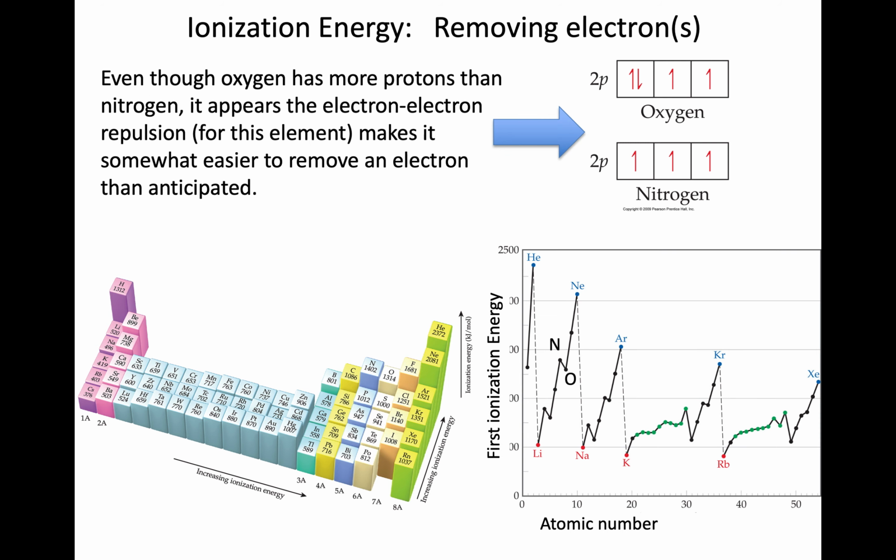I would explain it this way. Even though oxygen has more protons than nitrogen, it appears that the electron-electron repulsions for oxygen make it somewhat easier to remove an electron than anticipated. It all comes back to the attractions and repulsions that are present. And it appears that placing two electrons in the same orbital for oxygen made it a little easier to remove one than I would have anticipated.